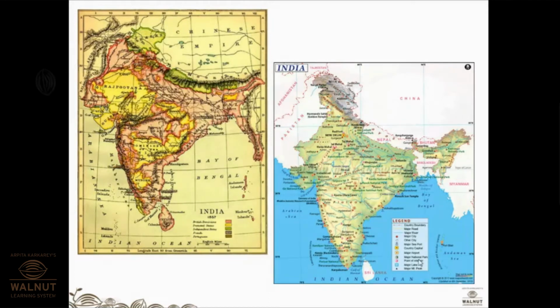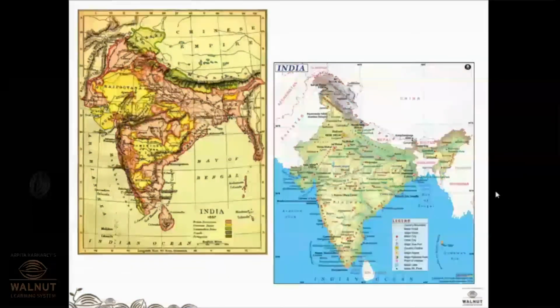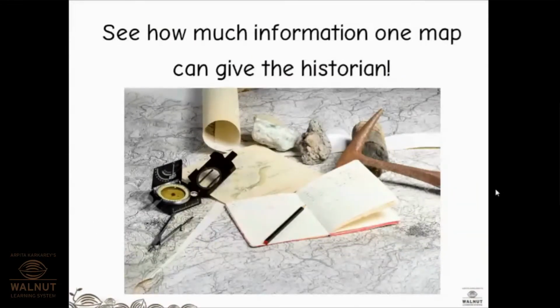And then major national parks, you can see the green dots here, 1, 2, so many are there, okay? And then the points of interest, which are the important places where you can visit, okay? Then major lakes are there and major mountain peaks are also there. So this is how you can get different information from different maps. See how much information one map can give the historians, right?